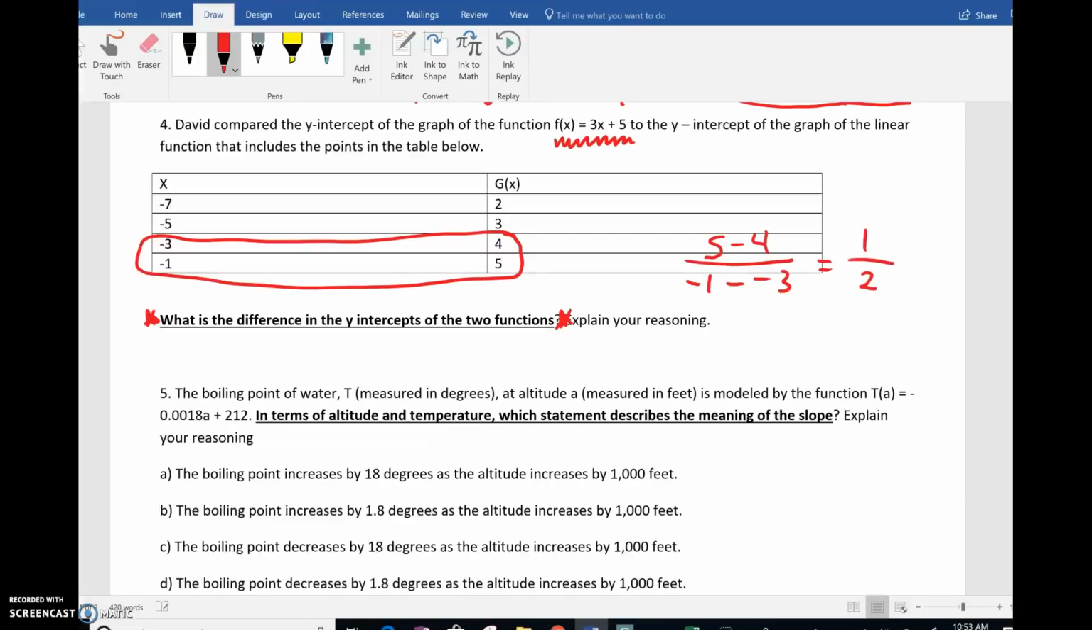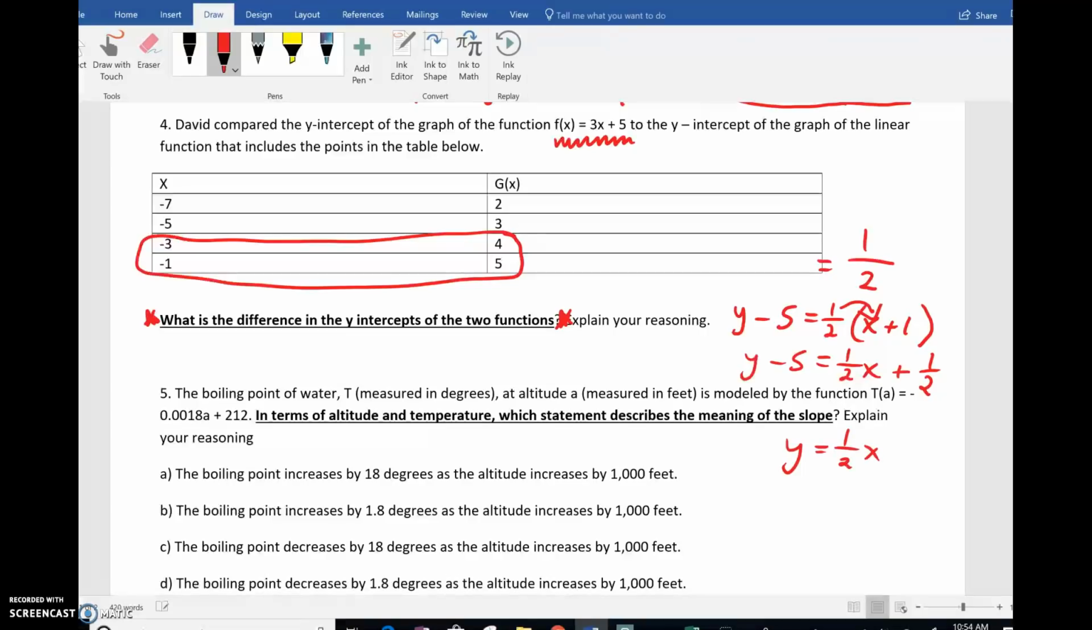Okay, and if 1/2 is my slope, then now I need to put it in point-slope form. So y minus y1 equals 1/2 times x minus x1. There's my equation. But I still can't tell what the y-intercept is, so I need to convert this to slope-intercept form now. So I'm going to distribute, and I'm going to get y minus 5 equals 1/2 x plus 1/2, and then I'm going to add 5 over, and my final answer will be y equals 1/2 x plus 5.5.